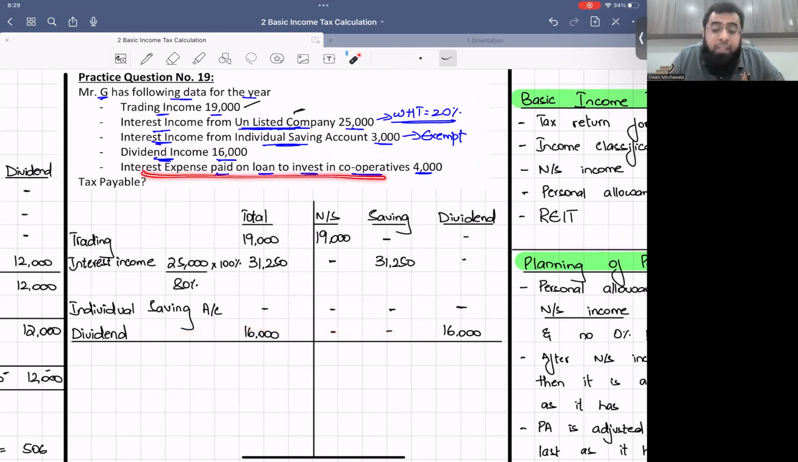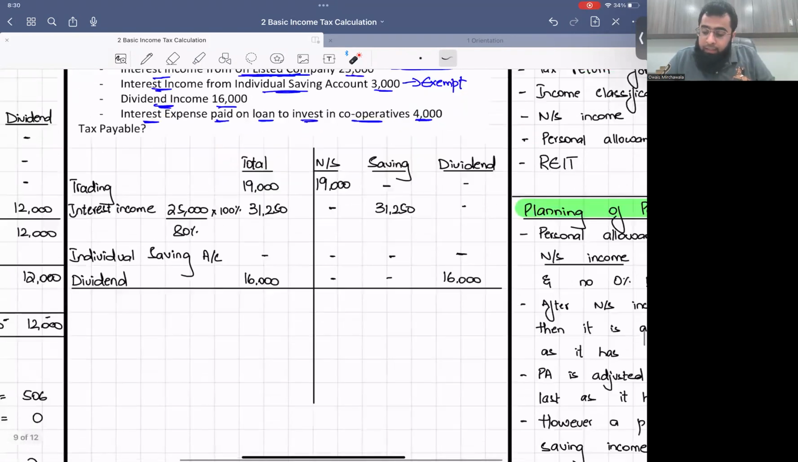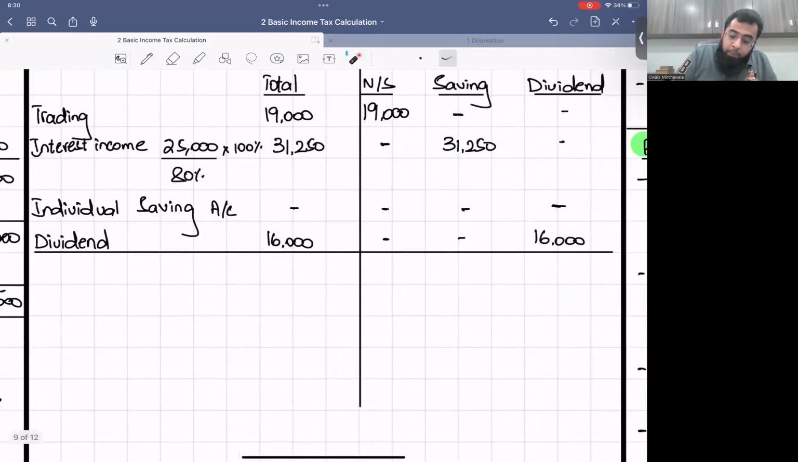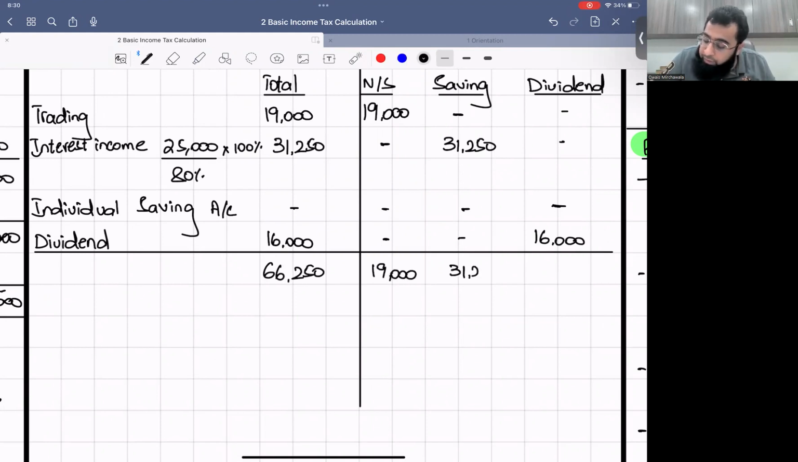Then we have interest expense paid on loan to invest in cooperative. It is a qualifying loan interest expense. We will adjust it from total income. Okay. So let's add up all of them. 19,000 plus 31,250 plus 16,000. So it's 66,250. Here it's 19,000. Here it's 31,250. And this is 16,000. This is our total income.